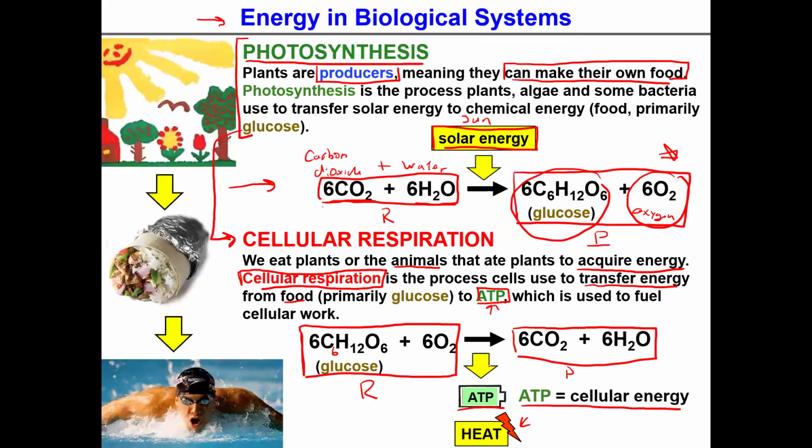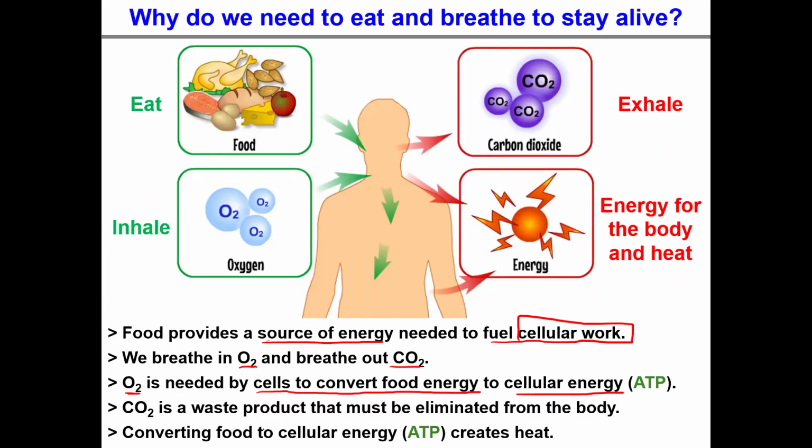Now what that basically means is this right here. Remember, we need to breathe in oxygen in order to go through our cellular respiration. So we're breathing in this oxygen, we're eating glucose or taking in glucose in order to produce our ATP.